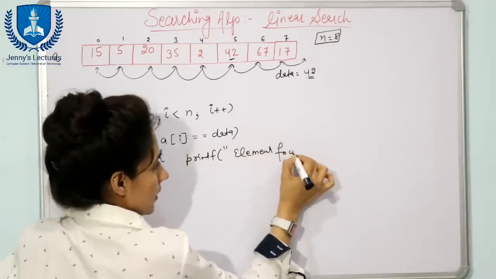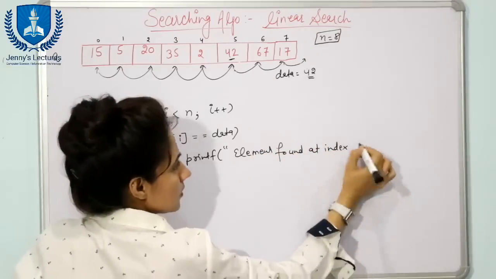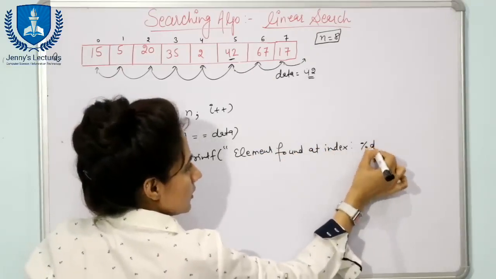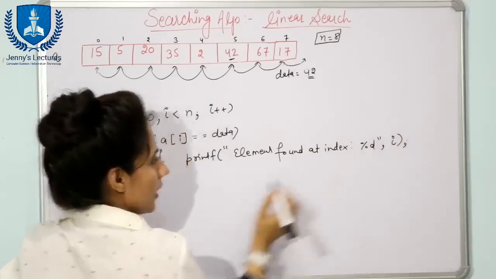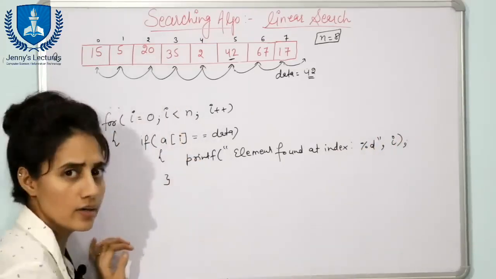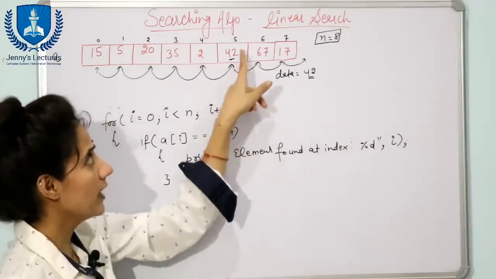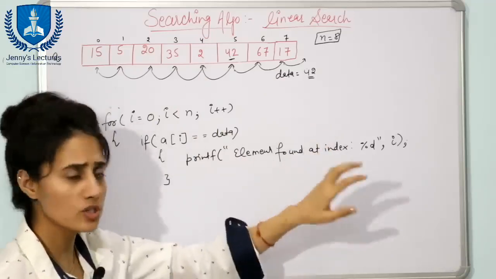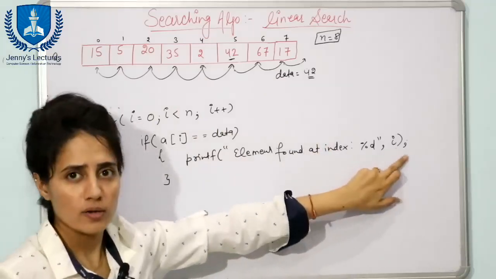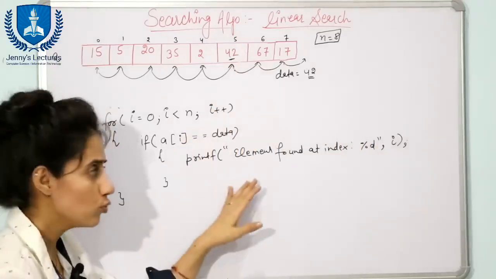You can write here, element found at index %d, and you want to print the index, so here you will print what? I, right? At index. So 42 would be present at index 5. If you want to print the position, you can say element found at position I plus 1, meaning at which position? 6th position.